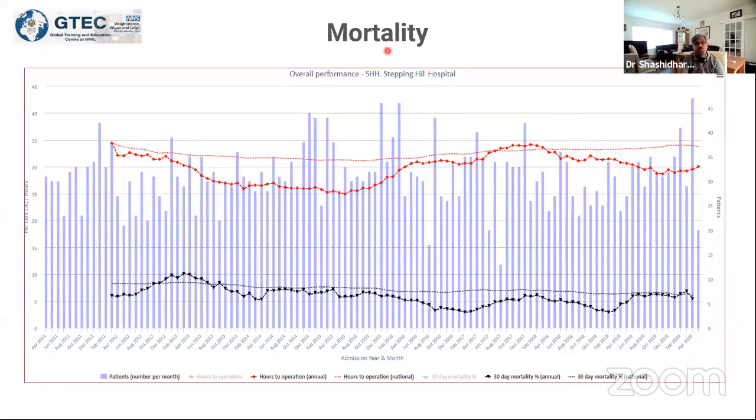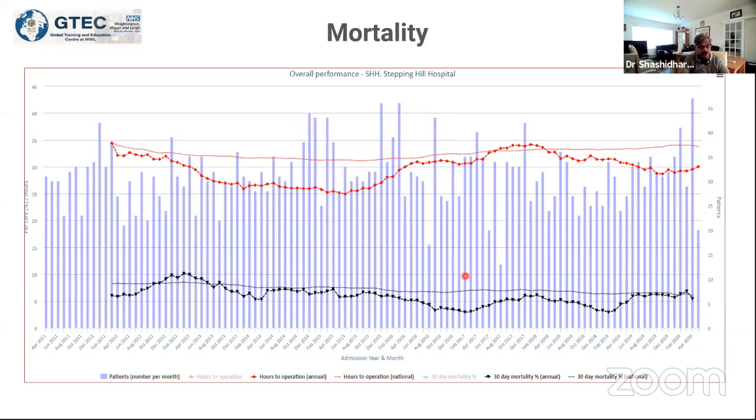This is my own hospital, Stepping Hill Hospital. As you can see, we did have some issues in 2012, but subsequently we got better. Despite operating early, we did have more mortality here, but we're still within the national average, which is good. Nice to be in that.